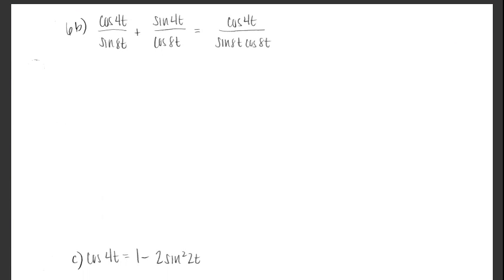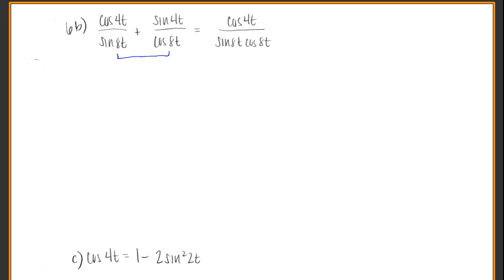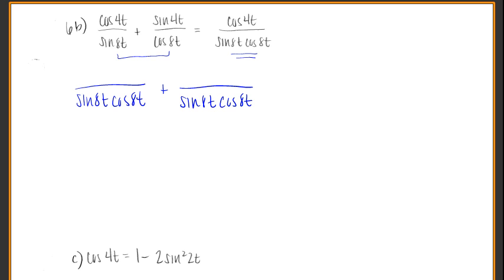Here in 6b, I have 2 fractions. I want to make 1 fraction. So let's get a common denominator. The common denominator, when they're unique or when they're different, you just multiply them together. Okay, so sine of 8t and cosine of 8t.